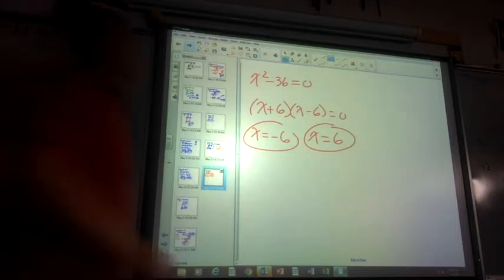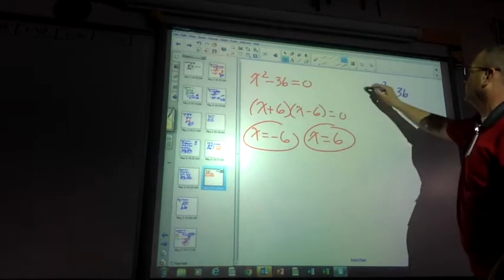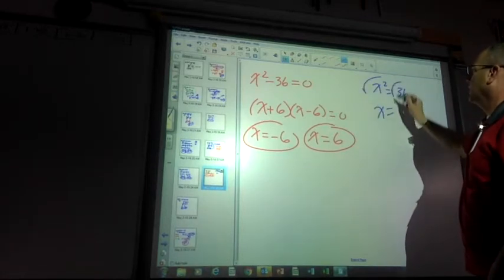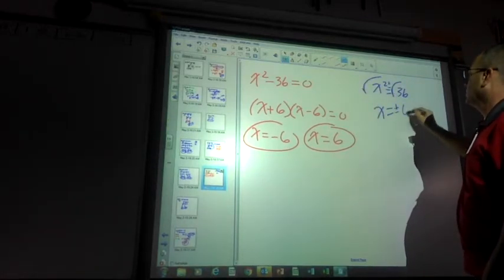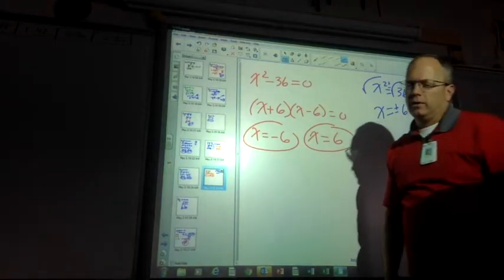Okay? Some of you would be like, could I have added 36 to both sides? Absolutely. Then you take the square root of each side. Don't forget your plus minus. Same answers. It's your choice kind of how to do that one.